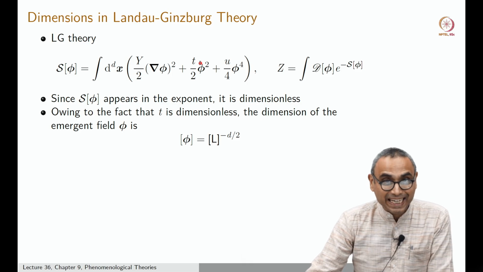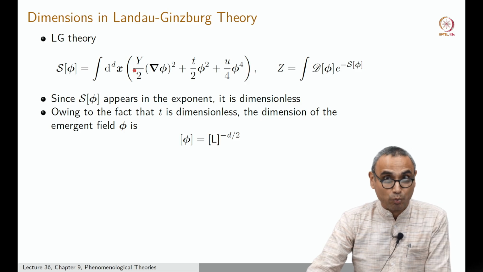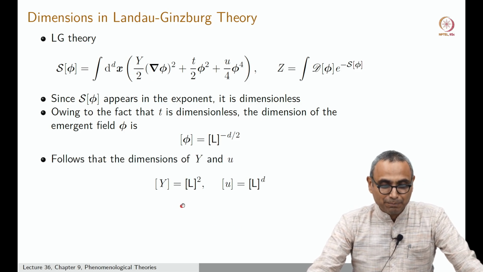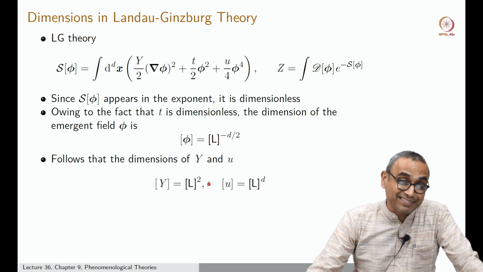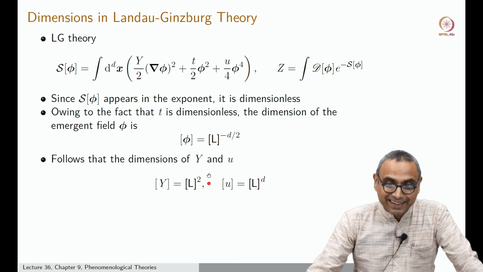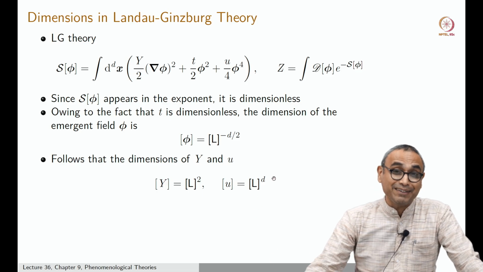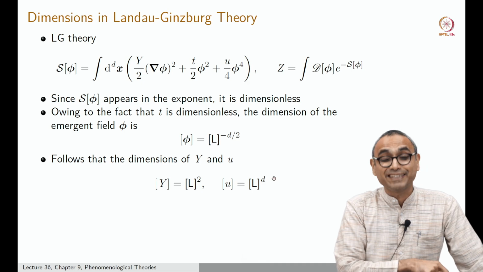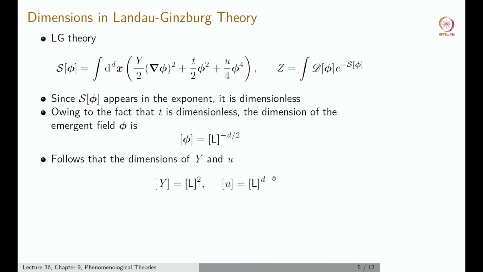Once I extract the dimension of phi, I can find out the dimension of the parameter y. What would that be? You can see that the parameter y, by a simple calculation, has dimensions L squared. And what will be the dimension of u? The dimension of u by this dimensional analysis will be L to the D, which is beautifully consistent with what we found from our argument on Landau theory. So this is all beautifully consistent.